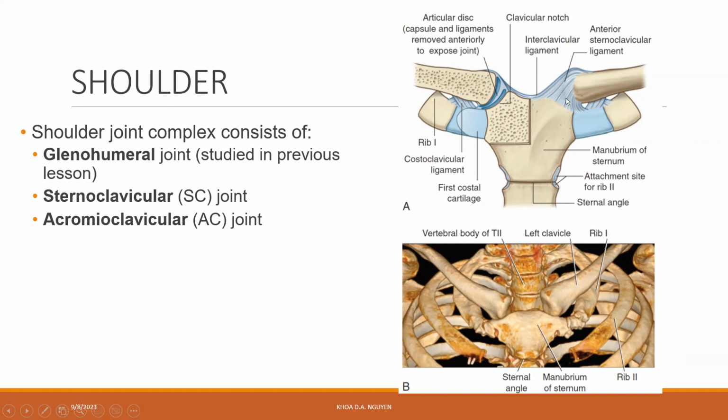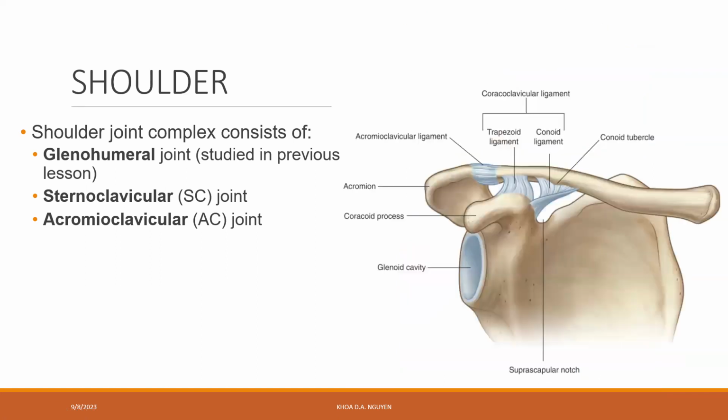So a lot of the things that you only need to know about the sternoclavicular joint is that it is the only joint that joins the shoulder girdle with the body proper. So without this joint, then your upper limb is not going to have a bony connection to the body proper at all. So now let us go over and talk about the acromioclavicular or AC joint.